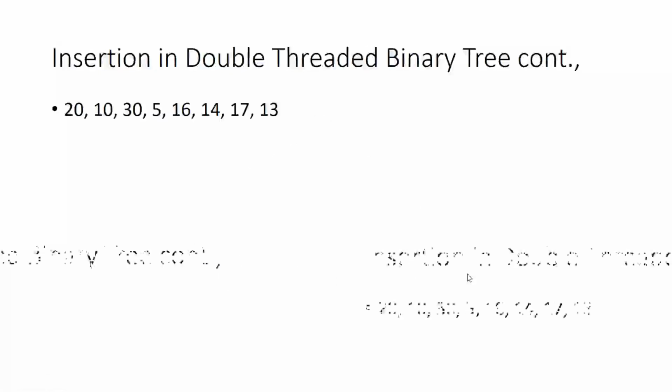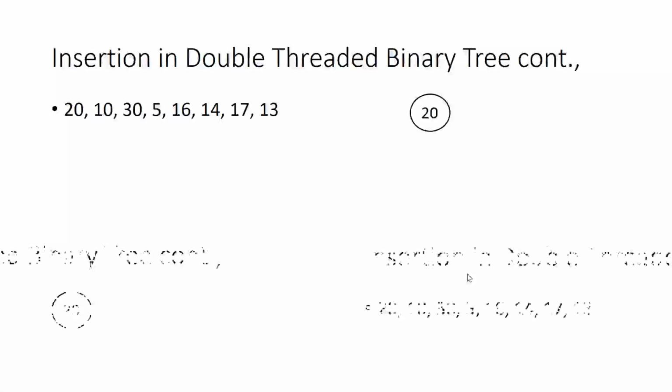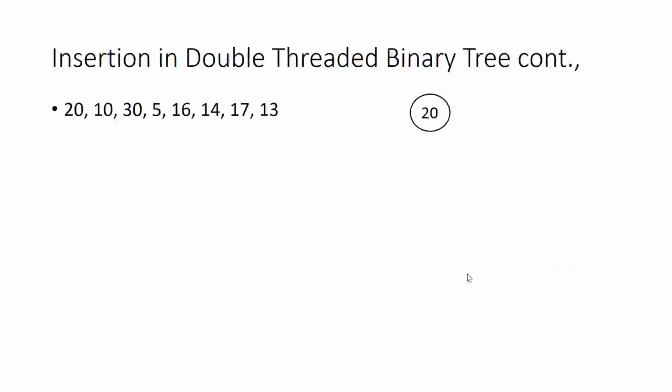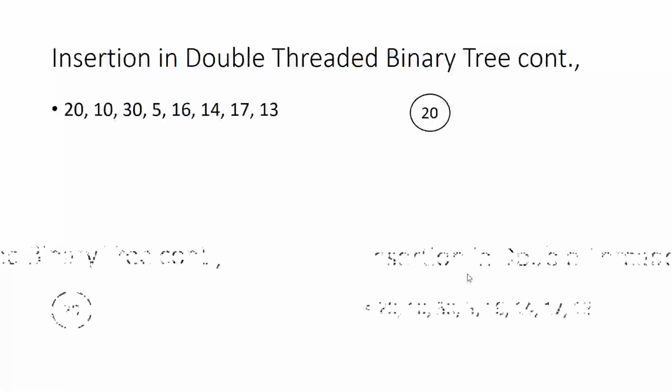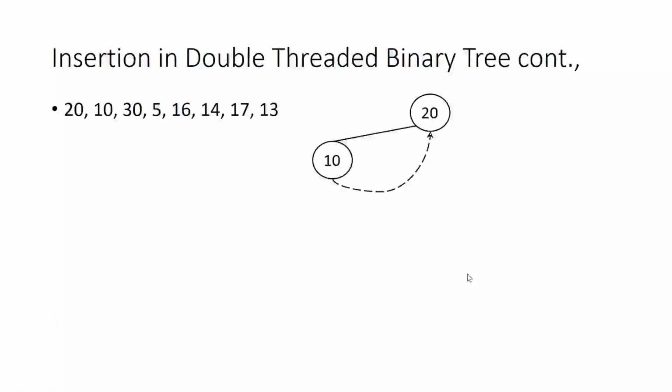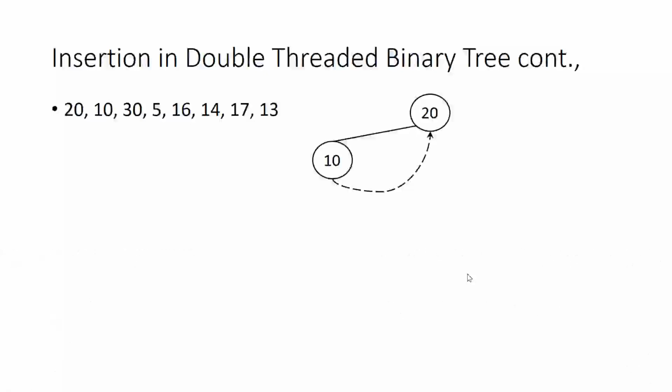Now, let us see how we can create and insert nodes in the double-threaded binary tree. Starting with 20, because there is no tree structure at all, 20 will become the root. Then 10 is less than 20, so 10 will be inserted as the left child of 20. And because 20 comes after 10, the right thread of 10 will be connected to 20. And because 10 is the leftmost node in the tree structure, it will not have any left thread.